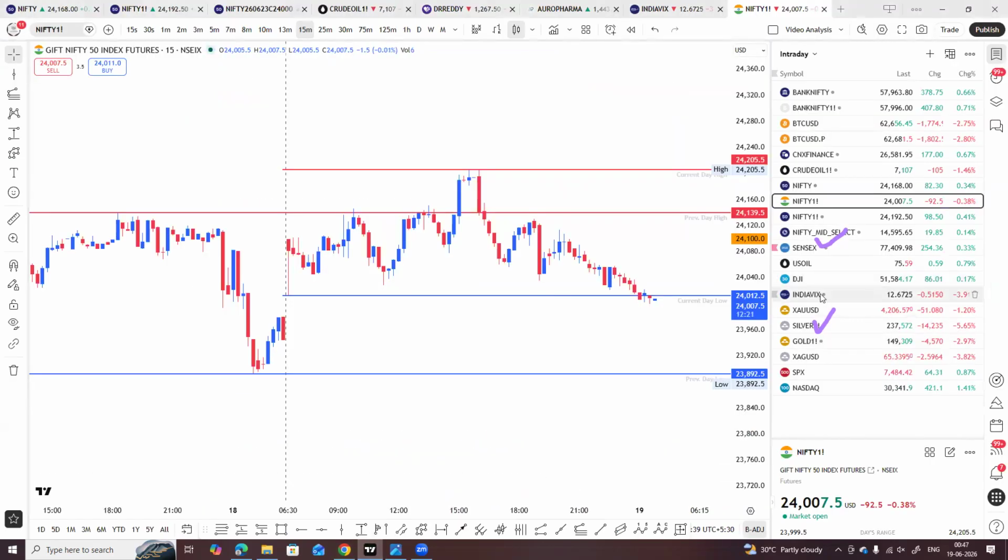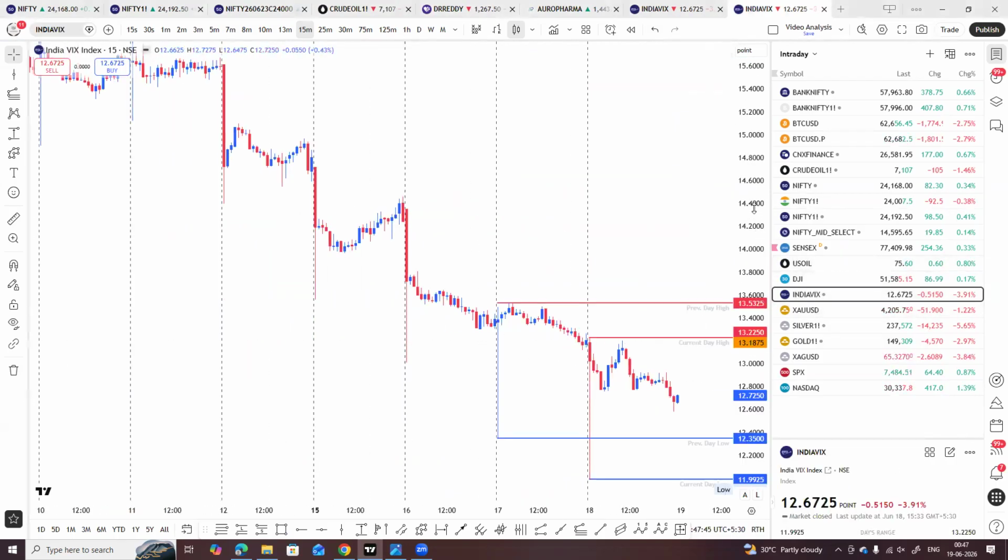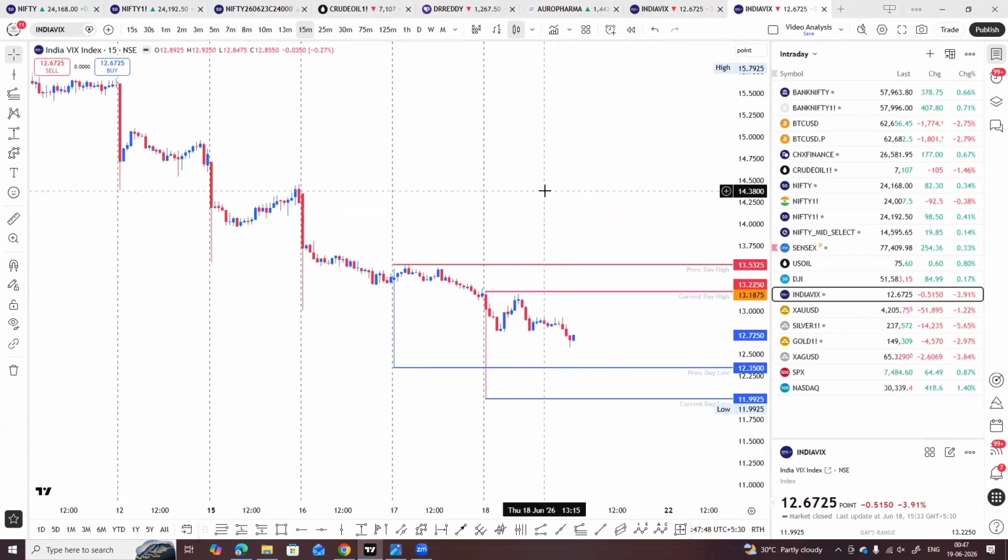Now coming to India VIX, what exactly India VIX's condition is. Like as you see here, India VIX closed near 12.67 that we can observe here. That is 12.67 and continues to trade at relatively low levels. Today, a declining VIX indicates reduced fear and lower expected volatility. So this suggests that key support and resistance levels are likely to be respected unless a major global trigger emerges overnight.